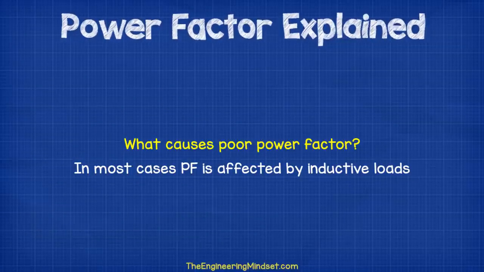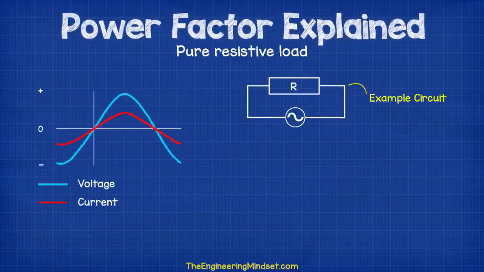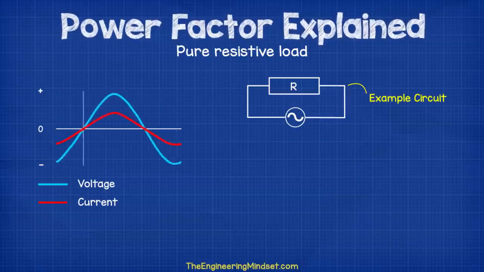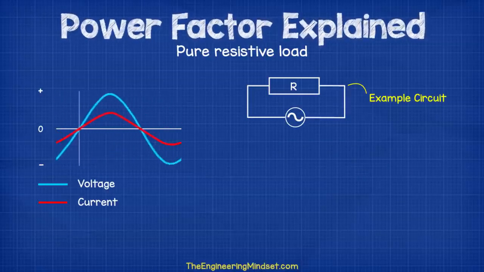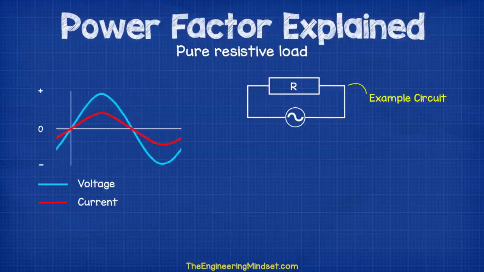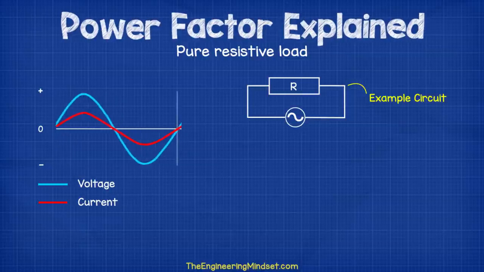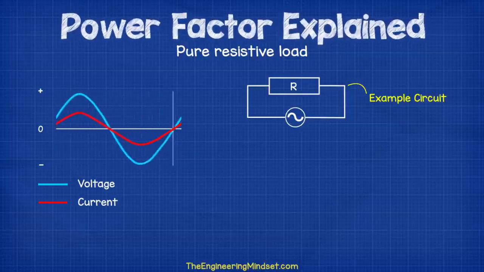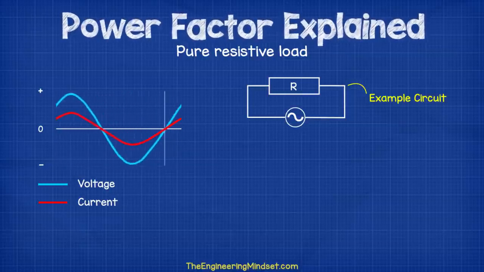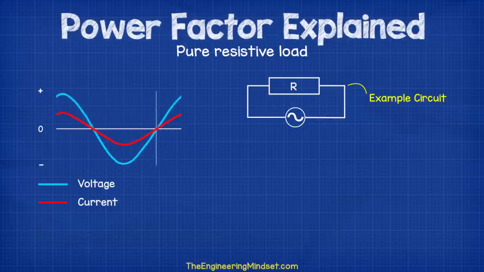In most cases, the power factor is affected by inductive loads. If we have a purely resistive load, such as an electrical resistive heater, then the voltage and the current waveforms would be in sync or very close. They would both pass through their maximum and minimum point and then pass through the zero axis at the same time. The power factor in this case is 1, which is perfect.